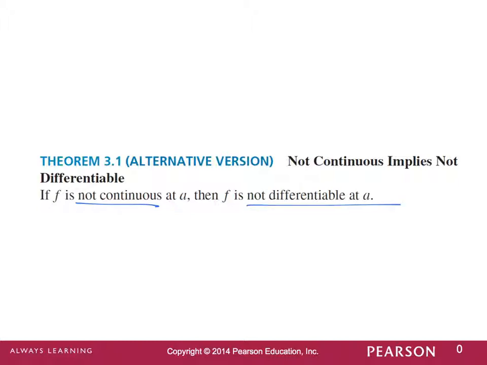So we imply that if a function is differentiable, then it's continuous, or if a function is not continuous, then it's not differentiable. But keep in mind, we cannot say the reverse of this. If we say that a function is not differentiable, that does not imply that it's not continuous. So make sure you read these two versions of the theorem correctly. Differentiability implies continuity, not continuity implies not differentiability.